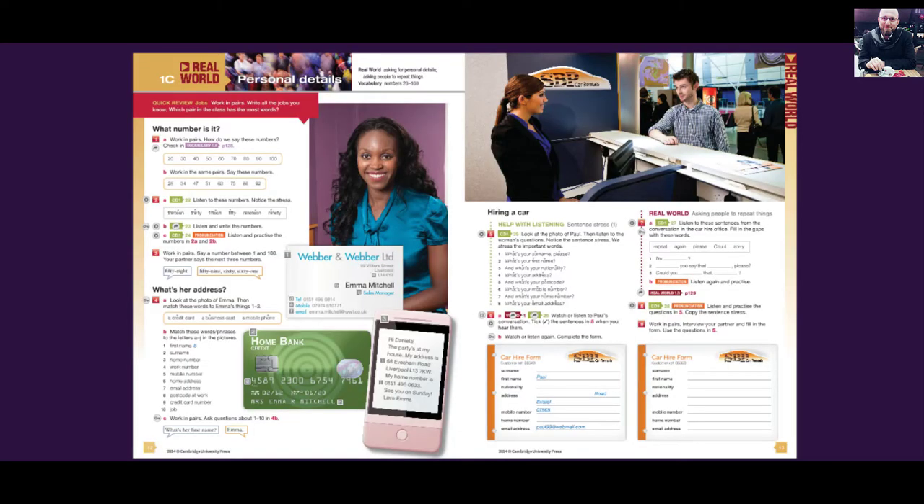In this lesson we talked about numbers, how you write numbers, then about the stress. About 13, we always stress on teen. After that, for example, 30, the stress is on the first part. After that, we talked about some information about the business card, the credit card, and the mobile. We watched the video about renting a car. These are the questions that we use, and how we fill in the form when you ask questions, and how you fill in information for people. After that, how you ask people to repeat things, and this is the practice.